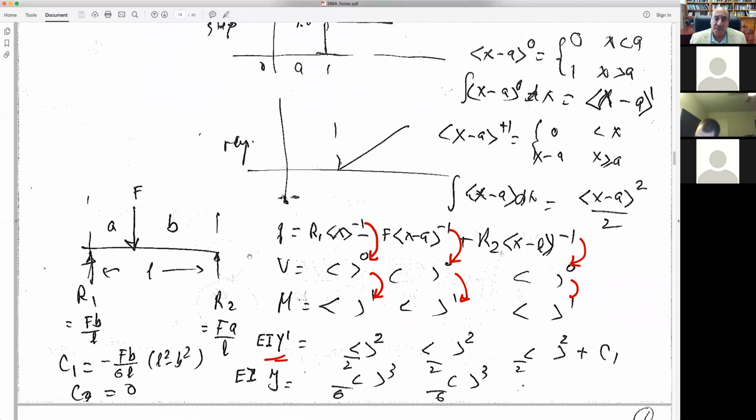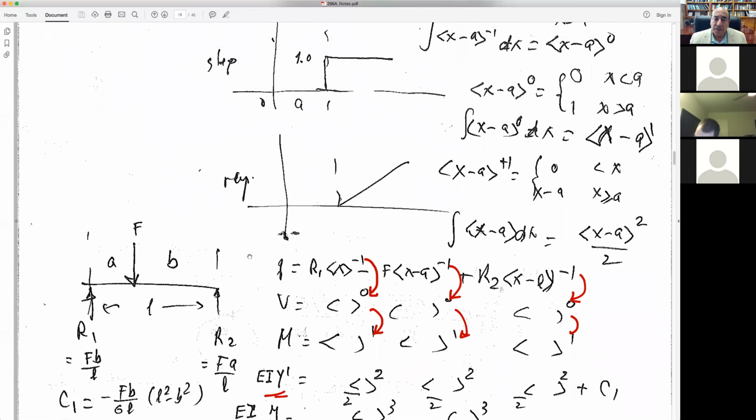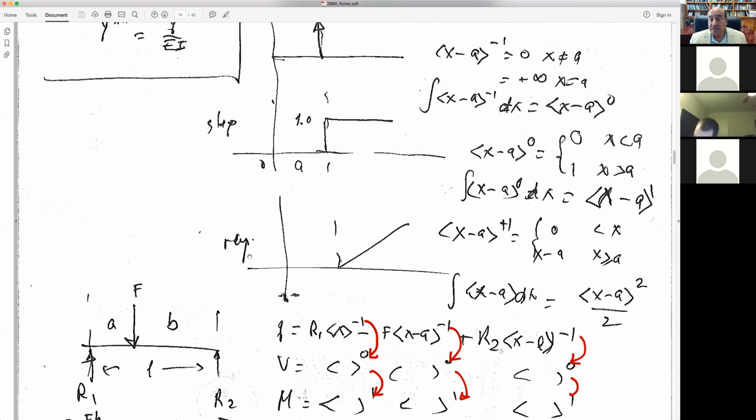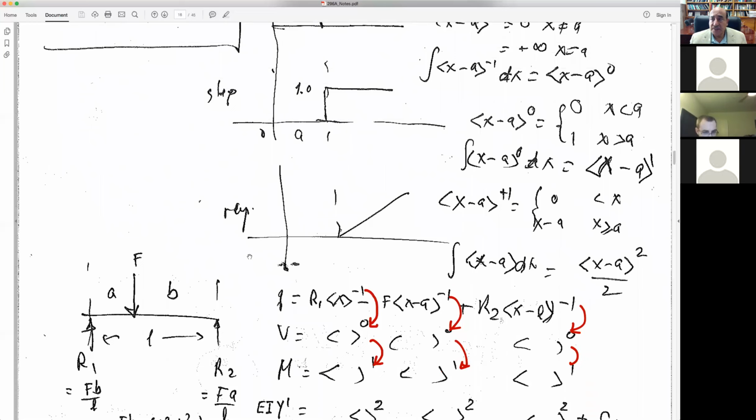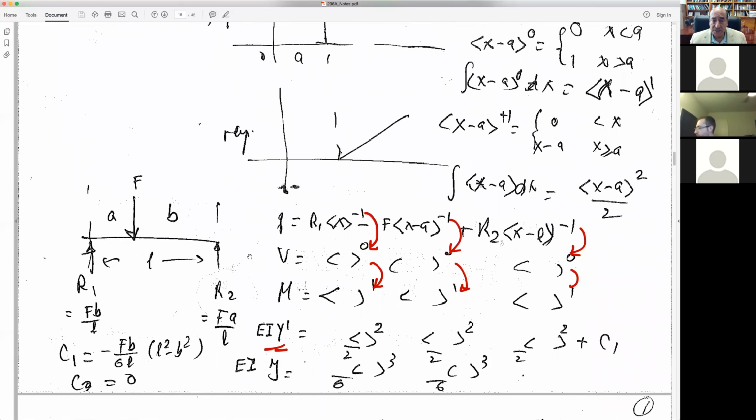So we've done several examples of this type, and I'm not going to go over these examples, but I'll just take any questions on the singularity functions at this point, or on any other aspect that I covered already. Are there any questions? So, singularity functions.